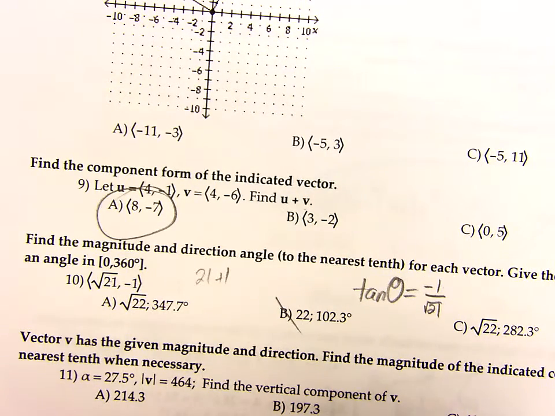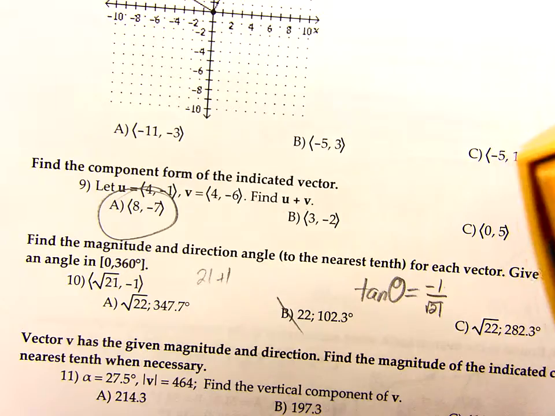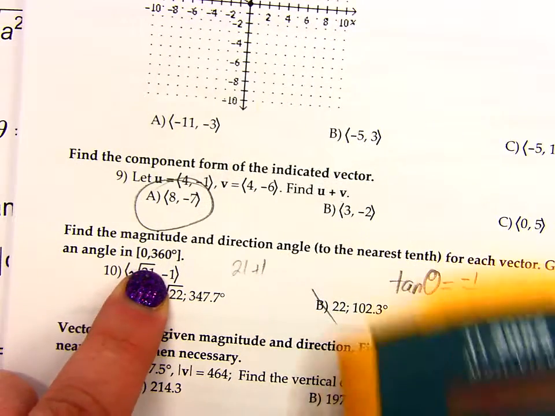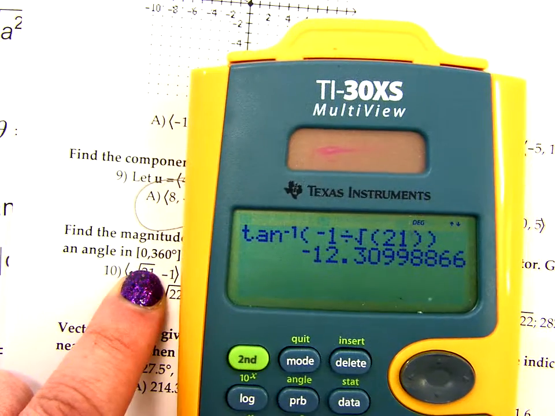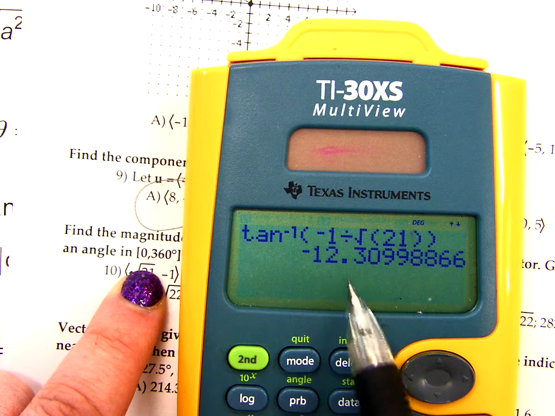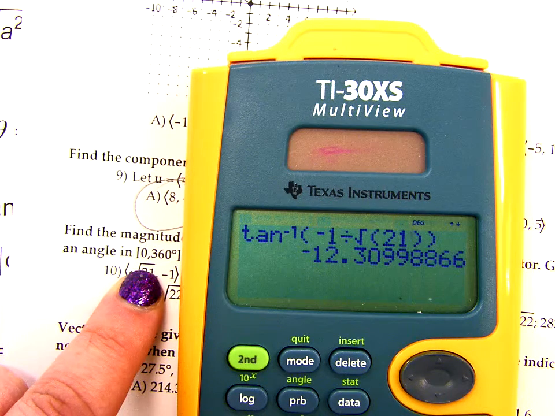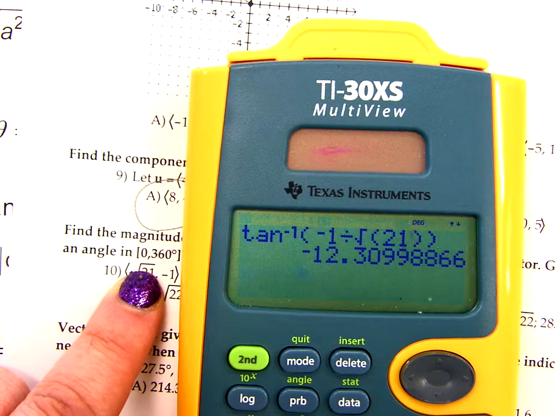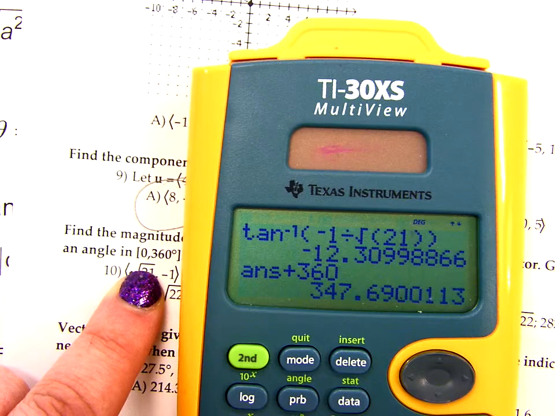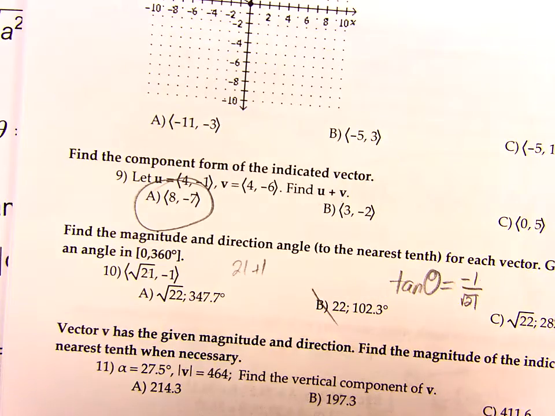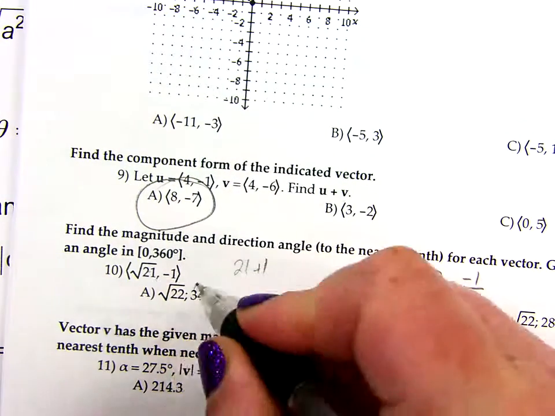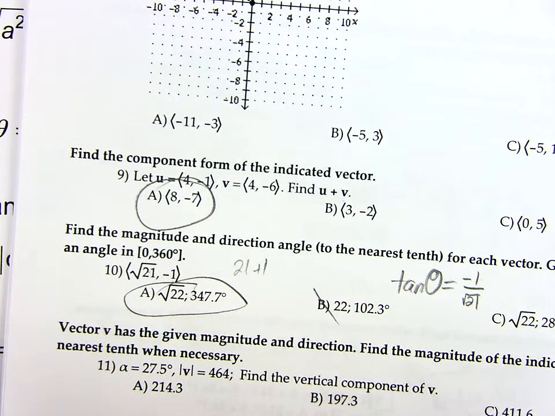So that's not a part of A or C. Wait a minute. They told me my angle had to be between 0 and 360. Negative 12 isn't between 0 and 360, but how do I get the angle? Add 360. I want its coterminal angle. So 347.7 looks like it's choice A. It's not so bad, especially when you have a reference sheet that spells it all out for you.